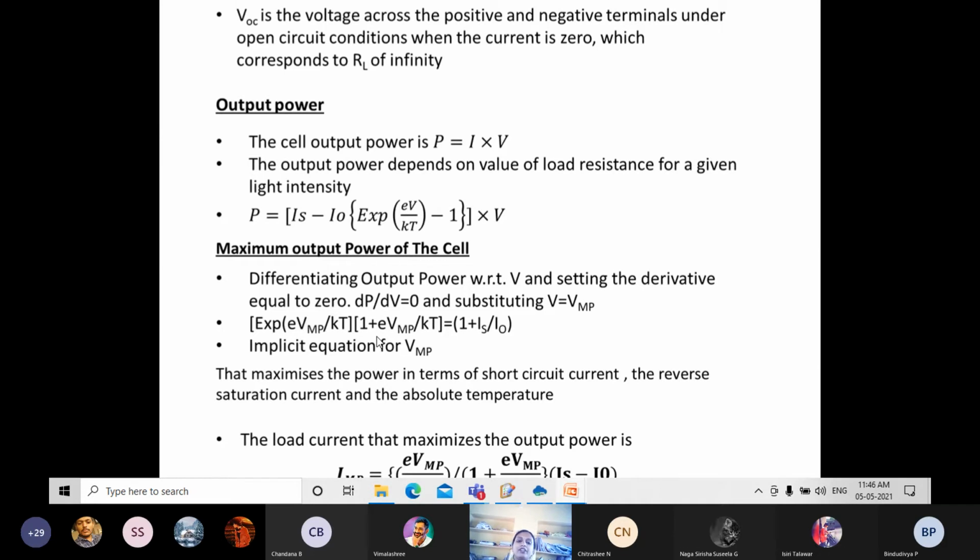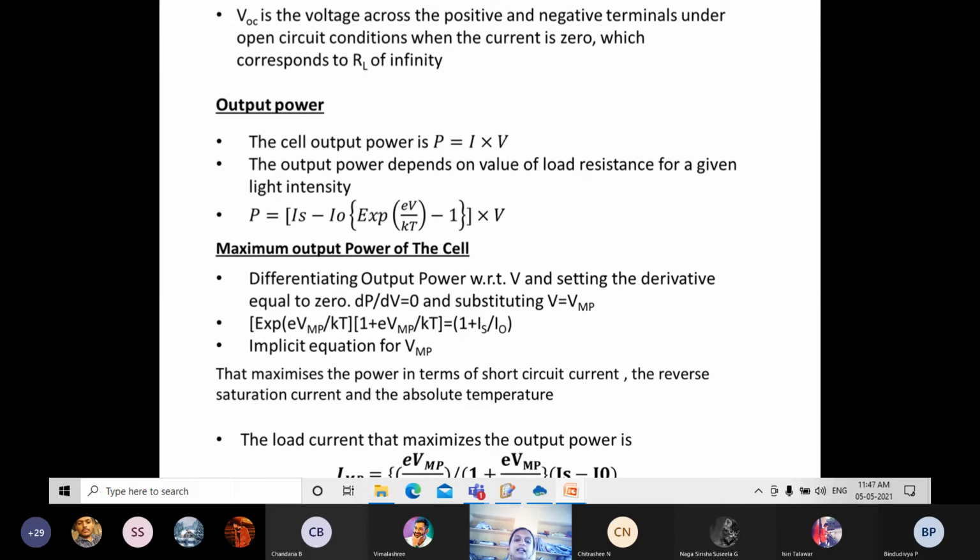Here if you differentiate this equation with respect to V, what you will get is exponential (e VMP divided by KT) into (1 plus e VMP divided by KT) is equal to 1 plus Is divided by I naught. Here VMP is taken for the maximum output power; we want the maximum output power, so instead of V they have written VMP. This is the equation after differentiating, for the maximum output power.